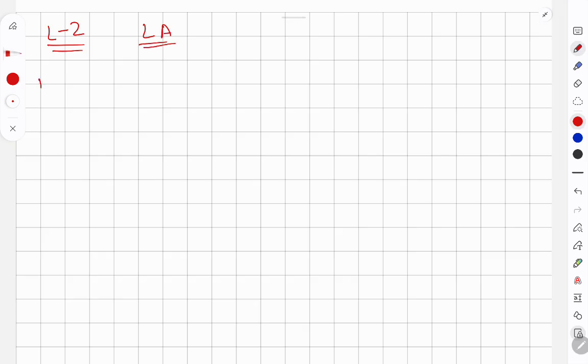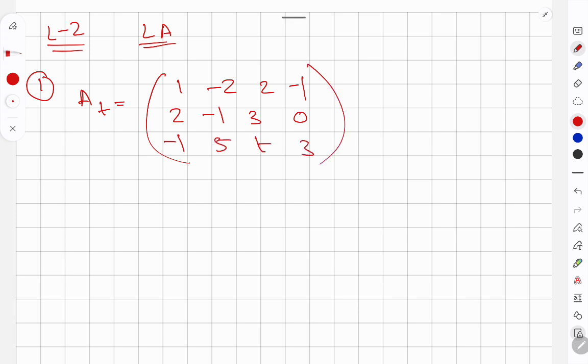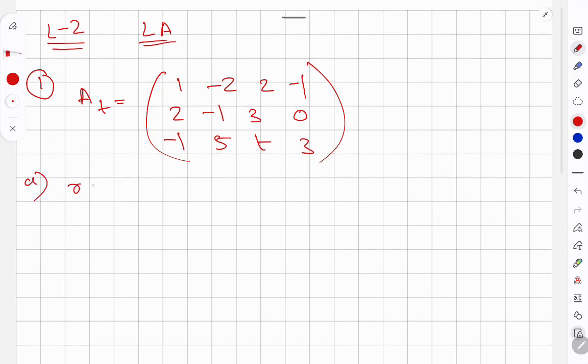I am solving the first question of the partial exam, 9th of April 2022. So you have a matrix A of t, which is 1, -2, 2, -1, 2, -1, 3, 0, -1, 5, t, 3. And the first question is find out the rank, and it depends on your t. So there is a variable that we don't know what the value will be.